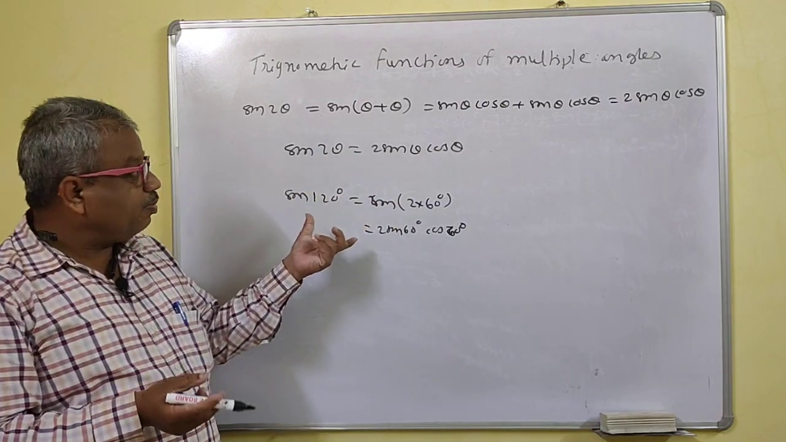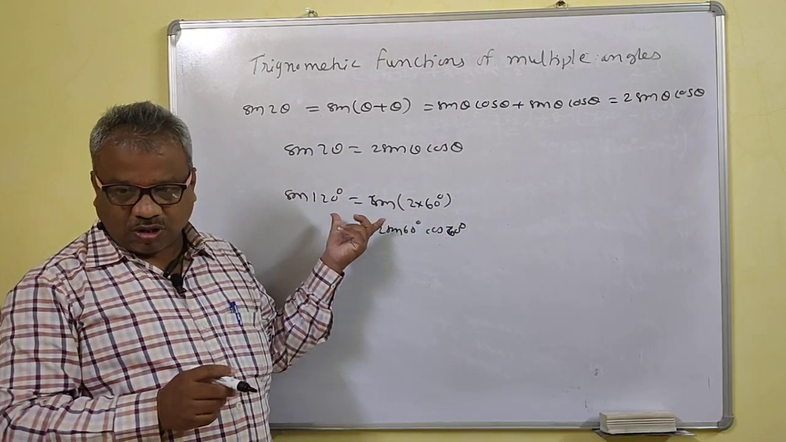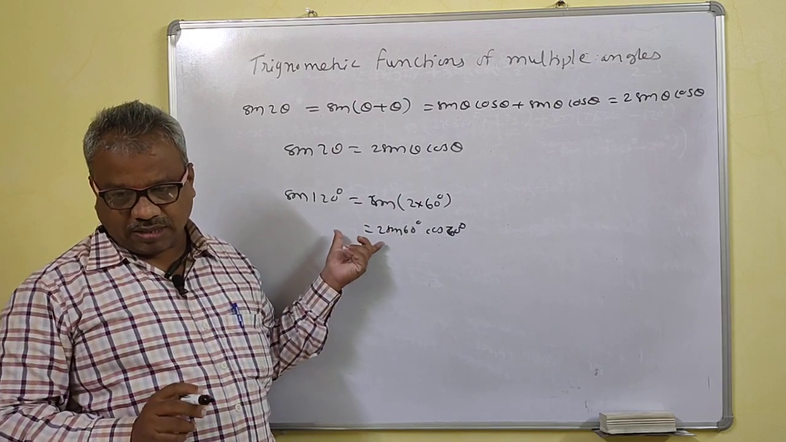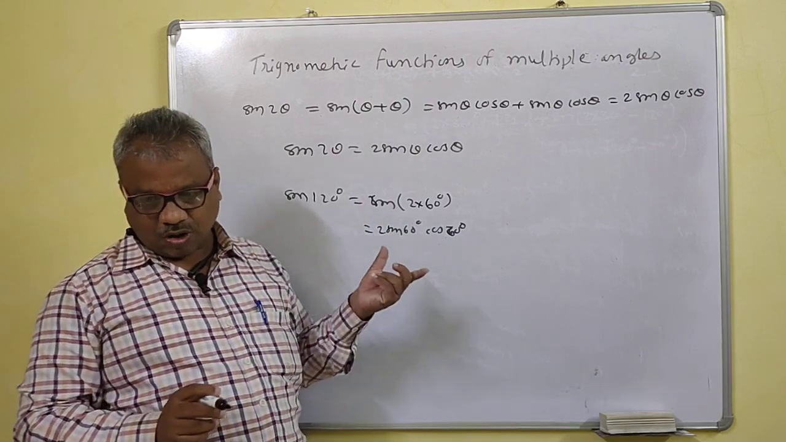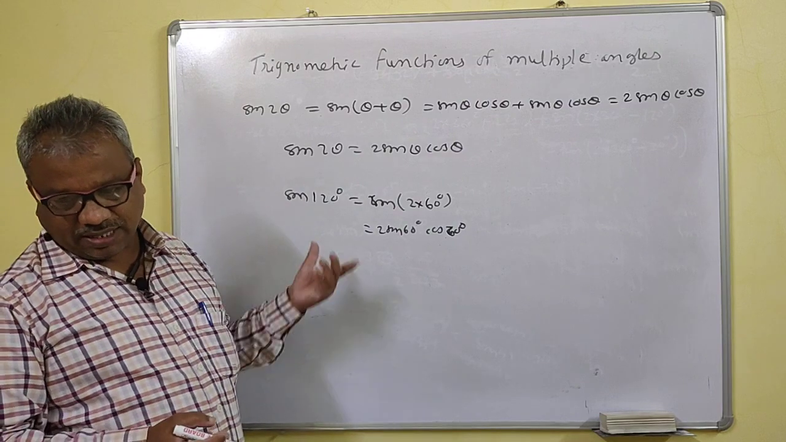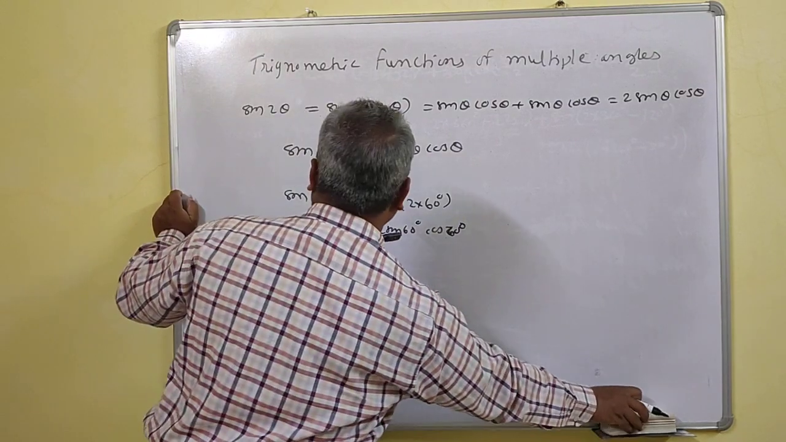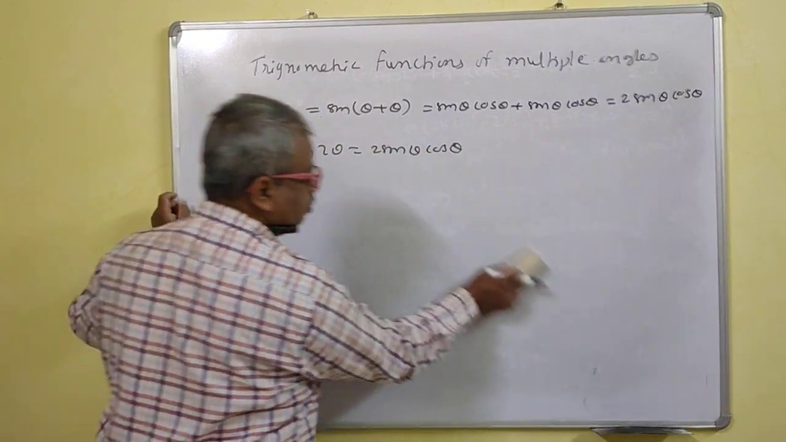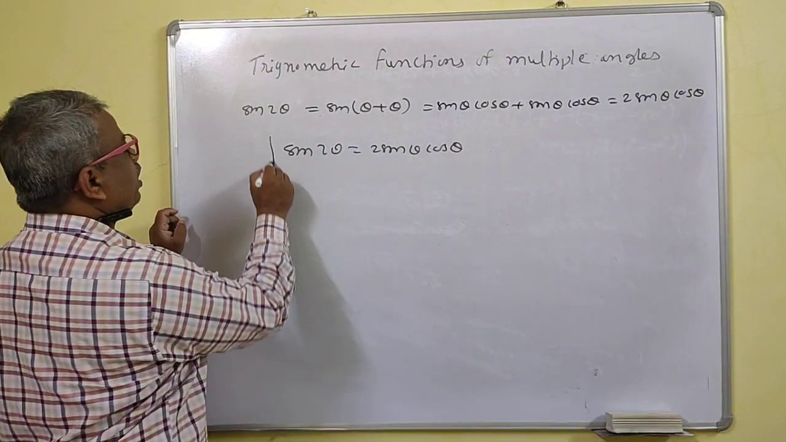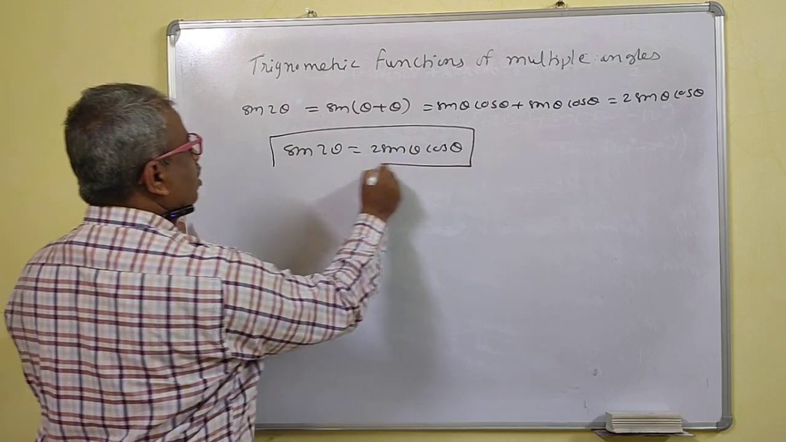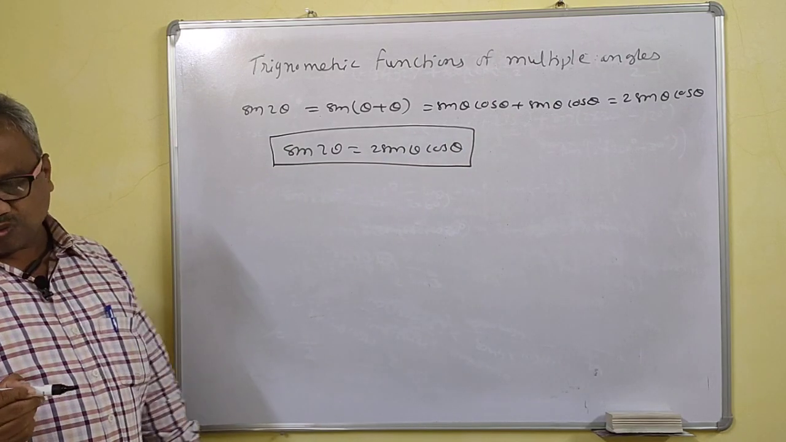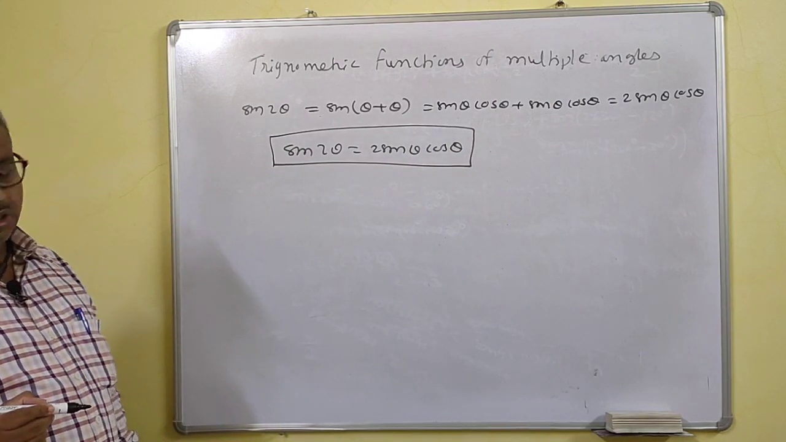Earlier we didn't know the formula for this one, but right now the formula is available to us. We know the formula for sine 2 theta, and we can apply it here. We are not interested in this right now; we first derived this one. So we get the formula: sine 2 theta is equal to 2 sine theta cos theta. You should remember this one.